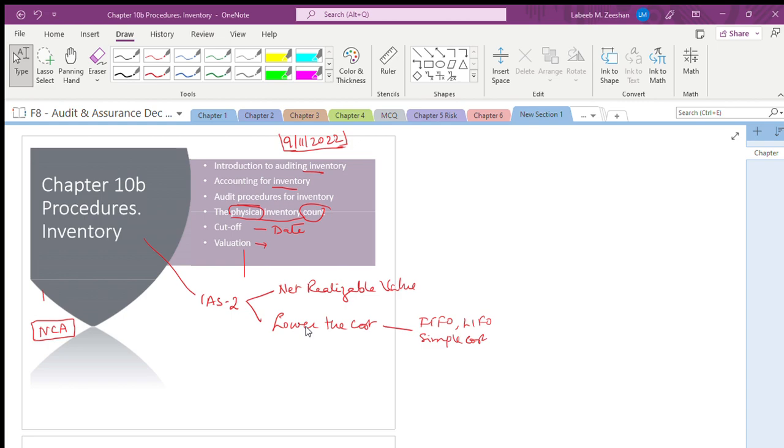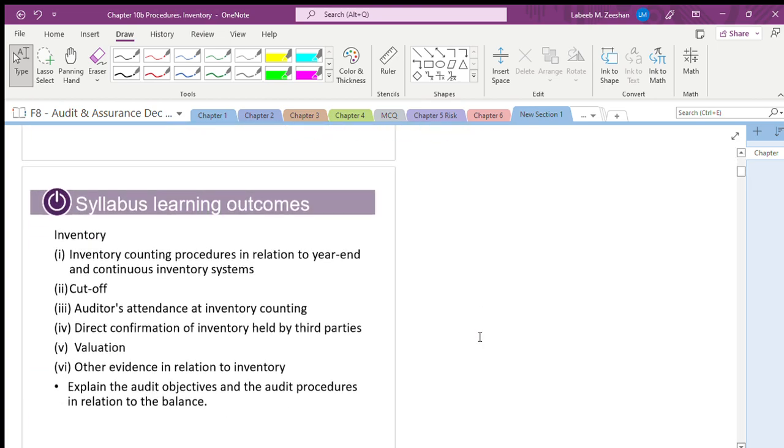Okay. Now, when we work on this area, we will think very specifically: you are auditing. You are doing audit for an inventory. Okay. Audit of the inventory is continuing inventory counting procedures in relation to year-end audit and continuous inventory system. Is it? What are the two things they are? They are talking about the perpetual inventory. Is it? Perpetual inventory. Perpetual is continuous. Okay. You have another one, periodic inventory.